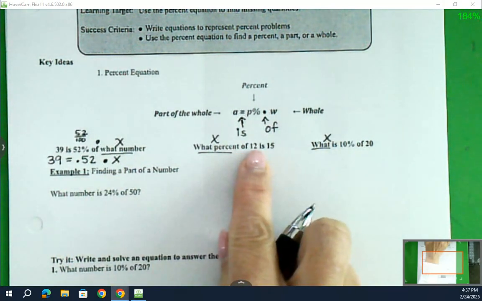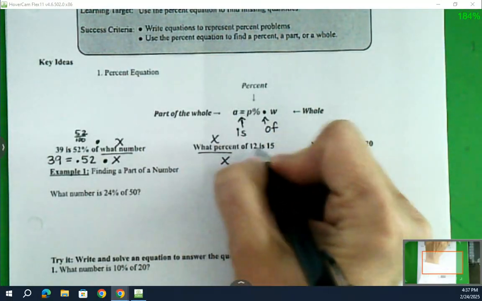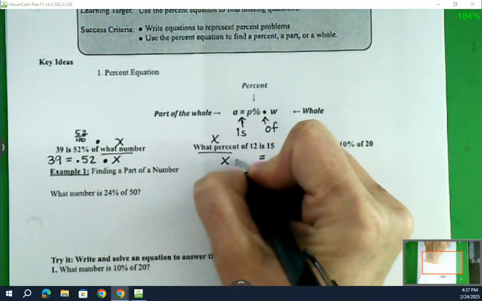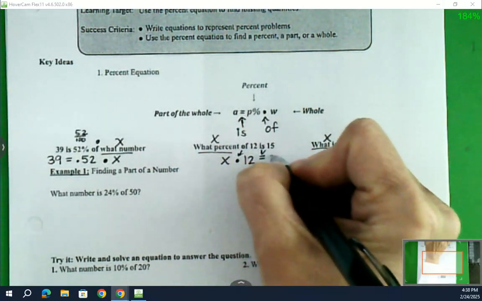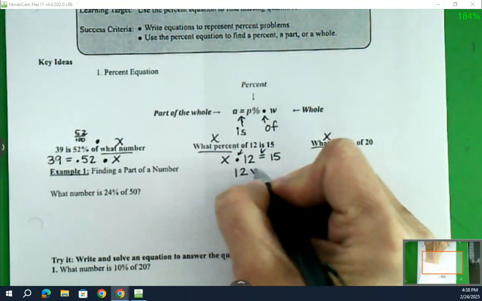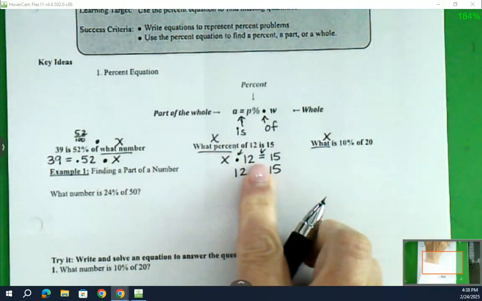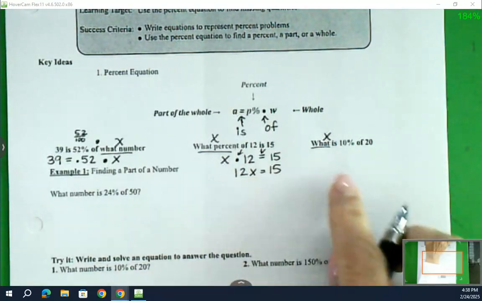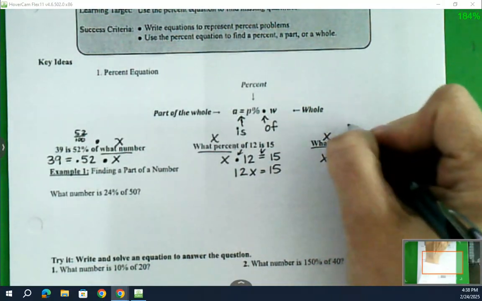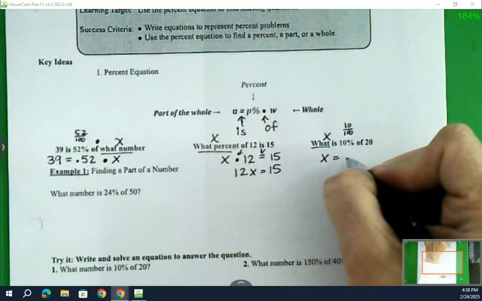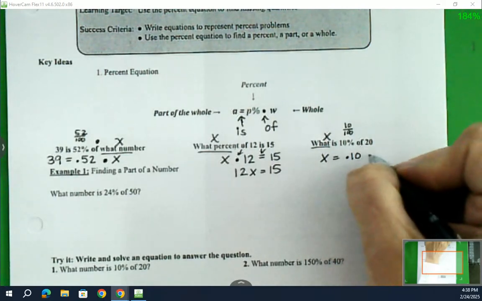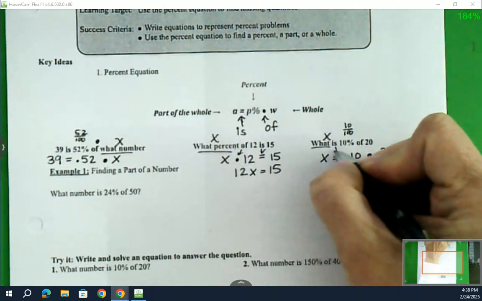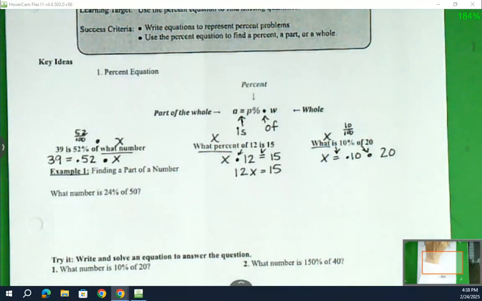This is what percent of 12. So X times 12 is, or equals, 15. And then, of course, you would rewrite this as 12x equals 15 because a variable times a number is written number variable. Okay, here we have what is, again, 10% means 10 divided by 100, or 0.10 or 0.1, of 20. Okay, so there's our is and of, and then we would go through and solve.